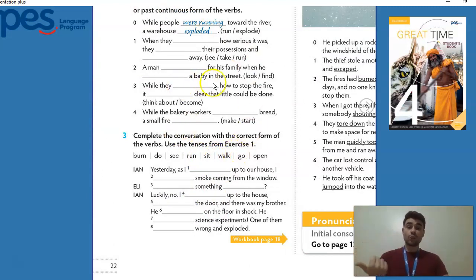In exercise number 2, we use only simple past and past continuous. Now we are going to use simple past, past continuous, and also past perfect. Check the verbs over here. So we have the verbs burn, do, see, run, sit, walk, go, and open, right? So again, pause the video and do this activity number 3. And later come back for us to check.